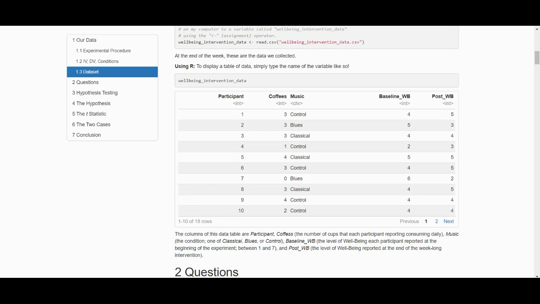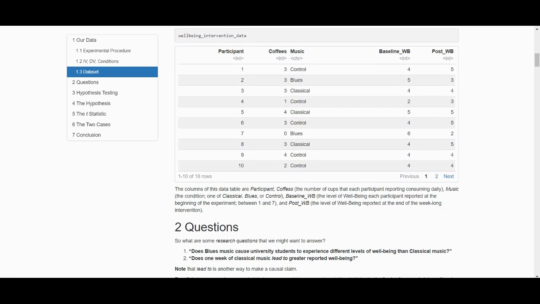which has all of the variables that we've already been talking about. It has the participant ID, which is something I guess you would be familiar with if you've ever done a SONA study or something like that. You would have a SONA ID. This is just to uniquely identify each participant in the study. We also have the coffees variable. This is what we asked the participants at the beginning of the week. How many coffees do you drink per day? We also have the music condition that they were assigned to. Some people were assigned to the control condition, others were assigned to the blues condition, and finally, people were randomly assigned to the classical music condition.